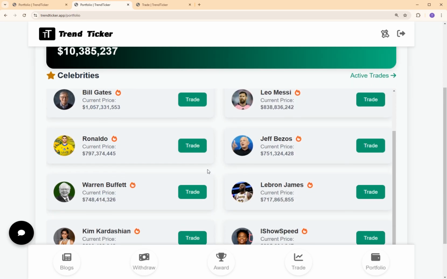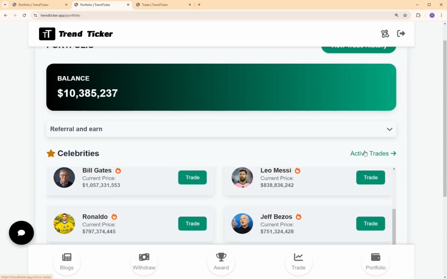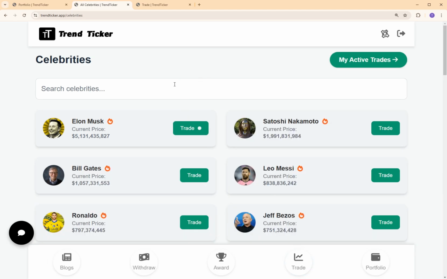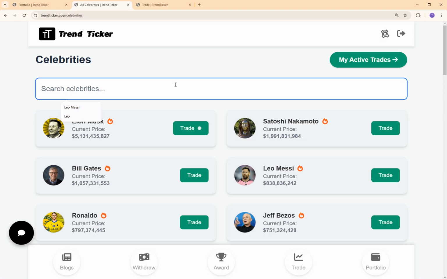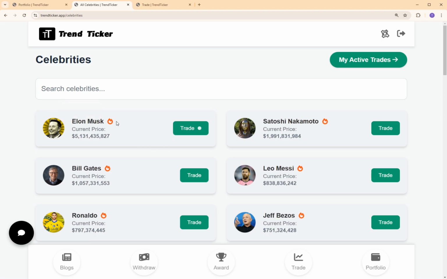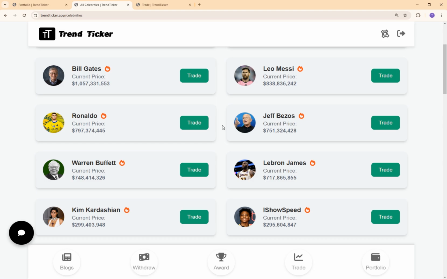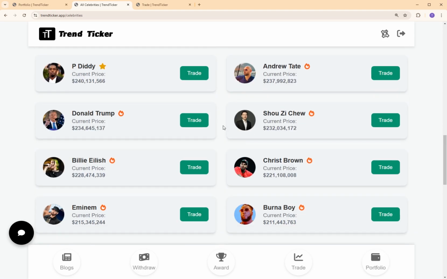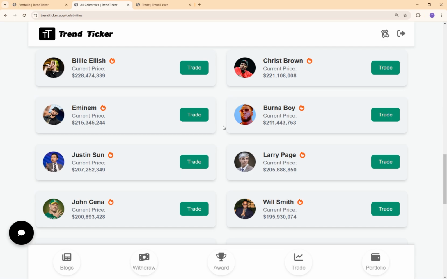Lastly, if you have active trades on multiple celebrities, you can click on Active Trades to see all the celebrities you're currently trading on. You can also search for specific celebrities on the trading page. All celebrities on TrendTicker are available for trading, including The Weeknd, Andrew Tate, Burna Boy, Will Smith, John Cena, Justin Bieber, Eminem, and more. You can even trade on Lady Gaga by searching for her name.